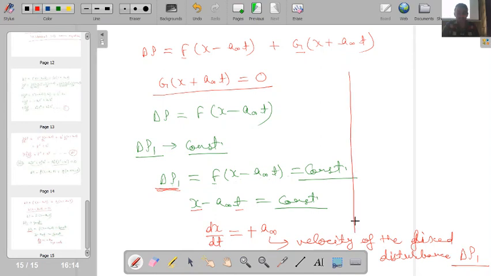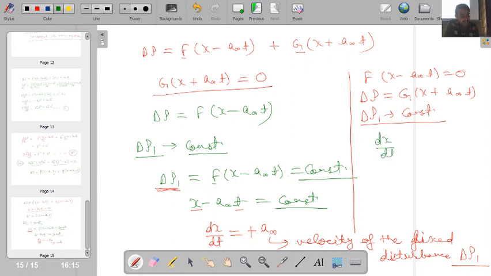Similarly, if I take the other way, if I consider that my function of x minus a infinity t is equal to 0 and my delta rho is only equal to g of x plus a infinity t, and then I want to propagate a fixed disturbance of delta rho 1, corresponding to that I will be getting dx by dt equal to minus a infinity. So ultimately, whatever solution I am presenting, this particular solution is applicable for what kind of disturbances?